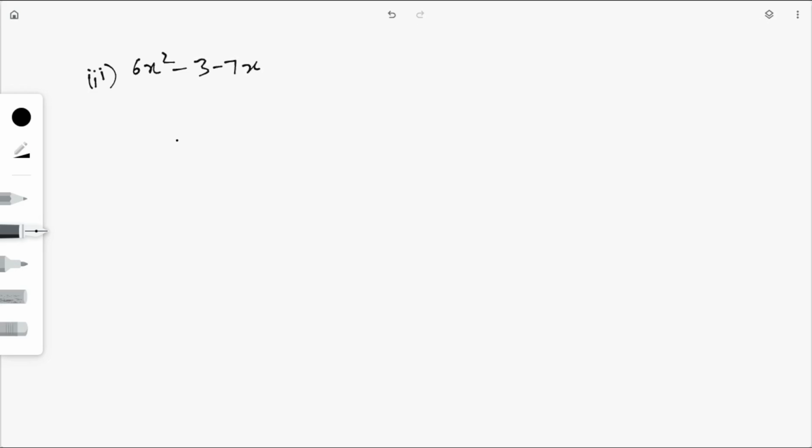Okay, so first check whether the given polynomial is in a standard form. No, right? So here we should rearrange these two terms. If you rearrange these two terms, then you will get 6x square minus 7x minus 3. So now follow the same steps, that is multiplying first and last term. You will get minus 18x square.